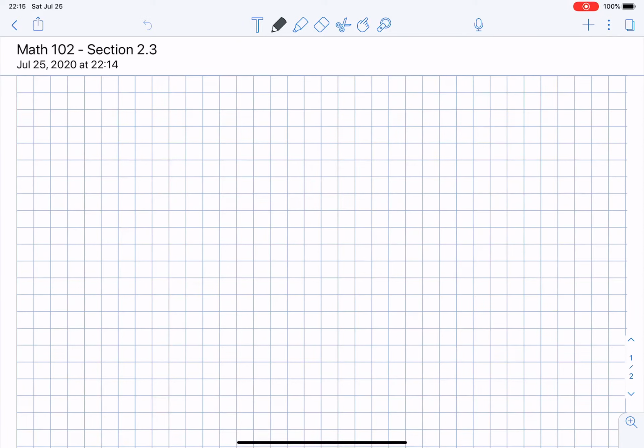Okay, so welcome to section 2.3, which is applications of static trigonometry. These are big words, but don't worry, it's not that difficult. Static just means stationary.